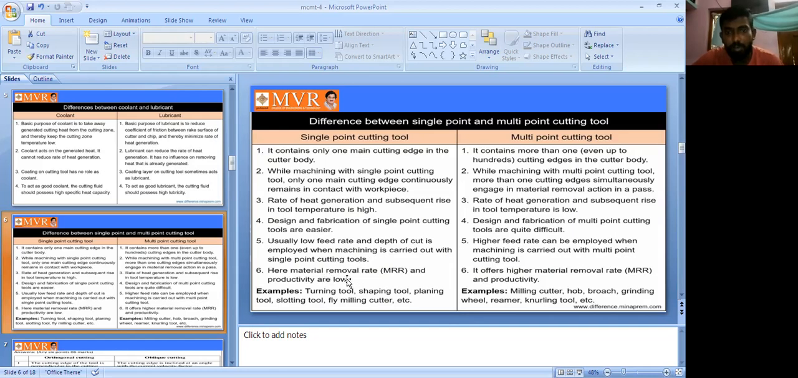Here, the material removal rate (MRR) and productivity are low with the single point cutting tool. With the multi-point cutting tool, the material removal rate and productivity are higher.